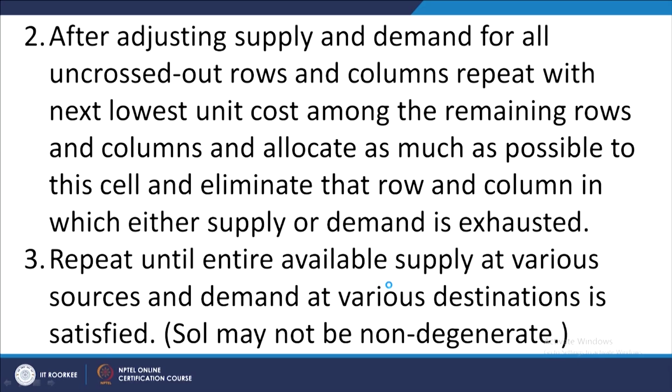Step number 2, after adjusting the supply and demand for all uncrossed out rows and columns, repeat with the next lowest unit cost among the remaining rows and columns and allocate as much as possible to this cell and eliminate that row and column in which either supply or demand is exhausted. Step number 3, repeat until entire available supply at various sources and demand at various destinations is satisfied.